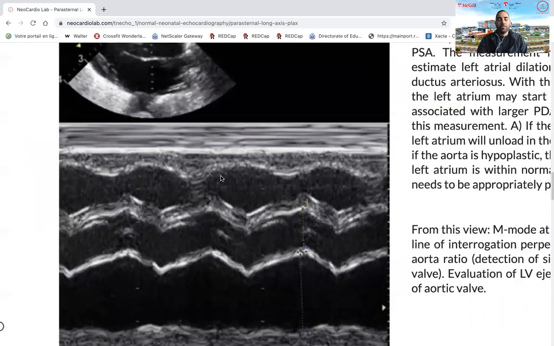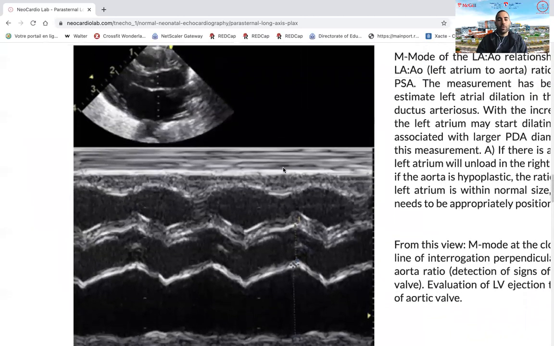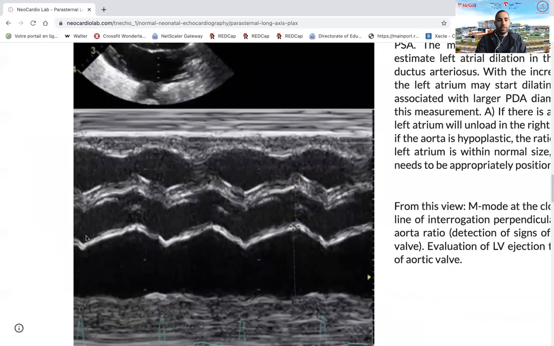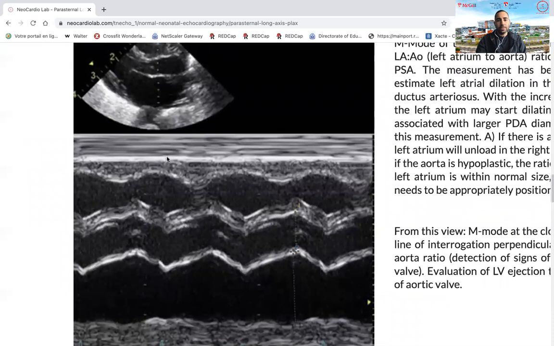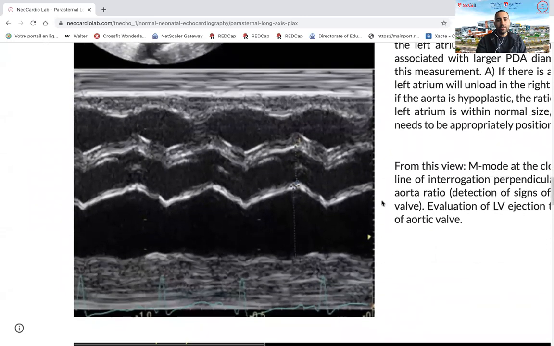The parasternal long axis view is also a good view to measure the left atrial to aortic ratio. So we can use the M mode, which will cut the image along the line of interrogation, and you will see time on the x-axis and the pixel movements on the y-axis as time goes along.